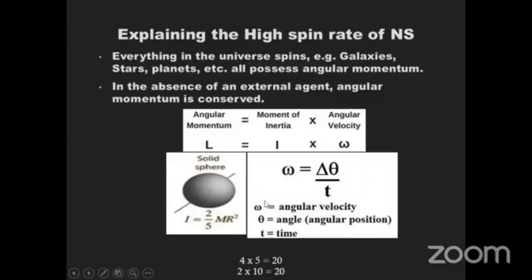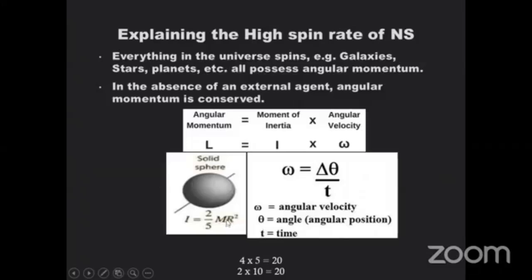And here is the formula for the angular momentum. You have angular momentum L equals moment of inertia I times angular velocity omega. For a sphere, the formula for the moment of inertia is this. I'm not saying a star is a solid sphere, but it is almost like a sphere. Every shape has its own formula for moment of inertia, but what is important there is the mass and the radius.